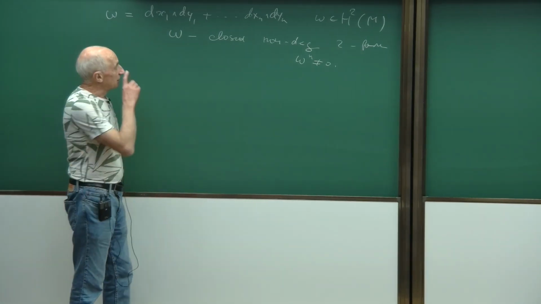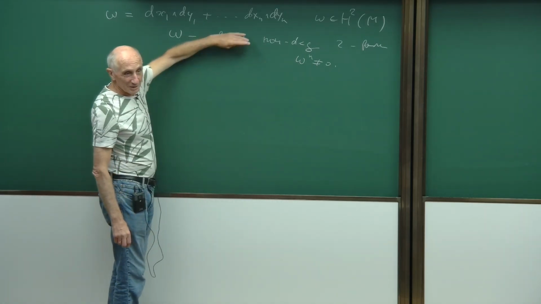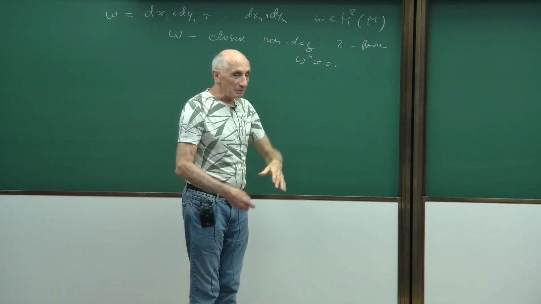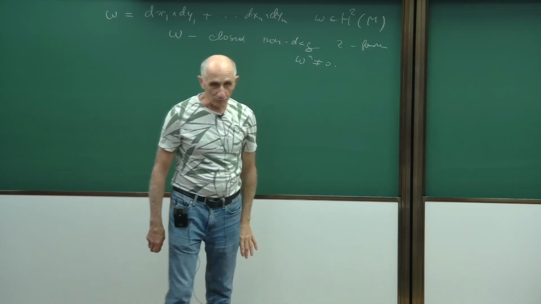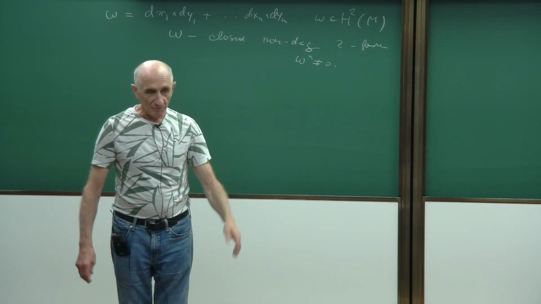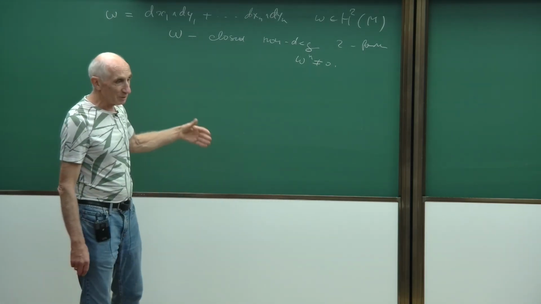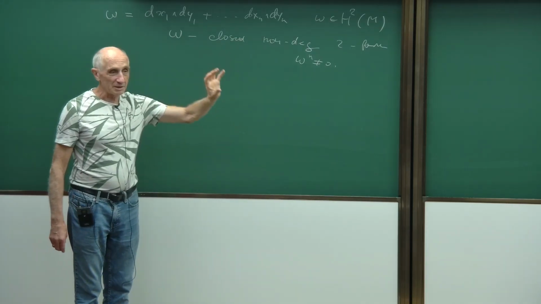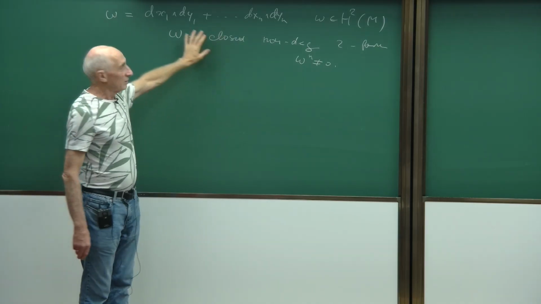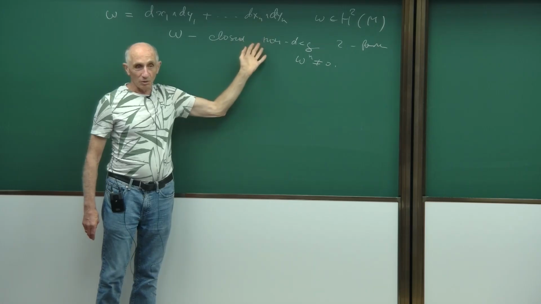If you drop the word closed, then it should be at least a non-degenerate form, which means that, from the point of view of the theory of vector bundles, the structure group is reduced to the symplectic group, and the symplectic group retracts to the unitary group. Therefore, from the homotopical point of view, this is the same as having an almost complex structure.